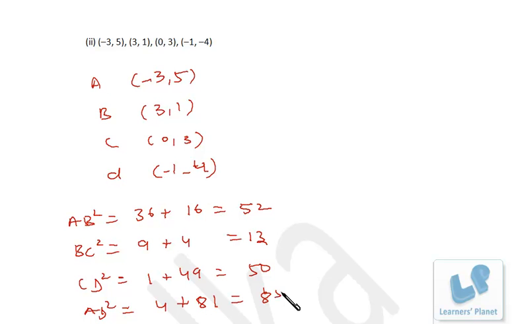So it's 85. Now you can see AB square is not equal to BC square, is not equal to CD square, it's not equal to AD square, right? So which type of quadrilateral it will be? It will be a simple quadrilateral, neither a rectangle nor parallelogram, no square and no rhombus. Okay.